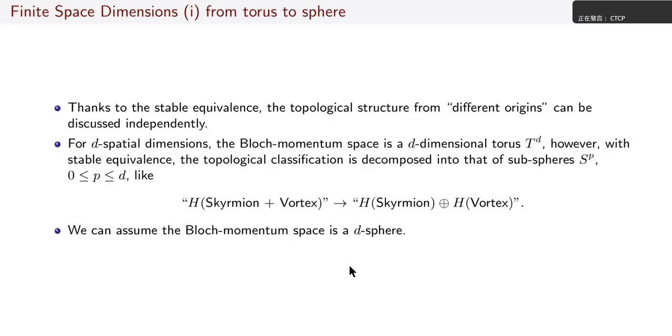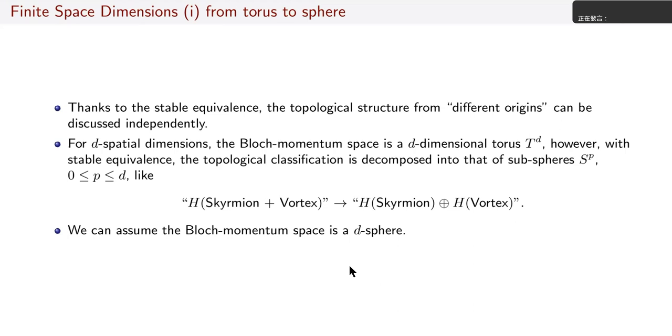So the question is how to generalize this classification to finite space dimension. So let me explain a strategy. With stable equivalence, the topological structure from different origins can be discussed independently. For example, mathematically in d spatial dimensions, the Bloch momentum space is of course a d-dimensional torus. So it's complicated. However, with stable equivalence, the topological classification is decomposed into subspheres.